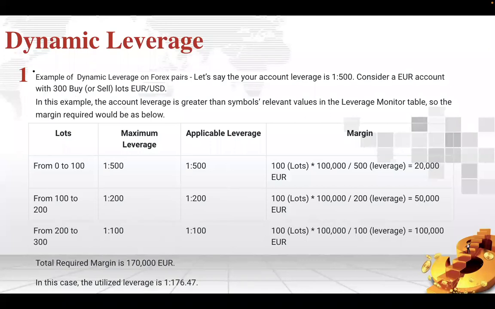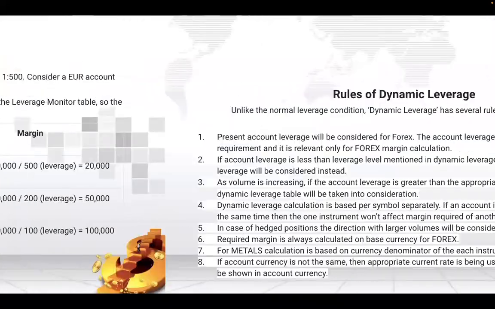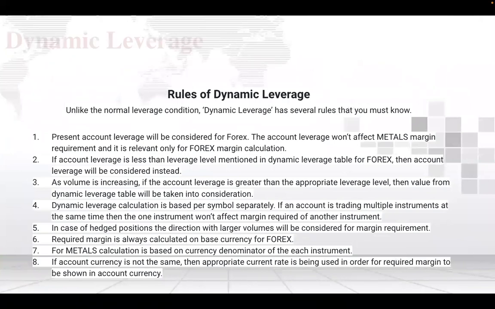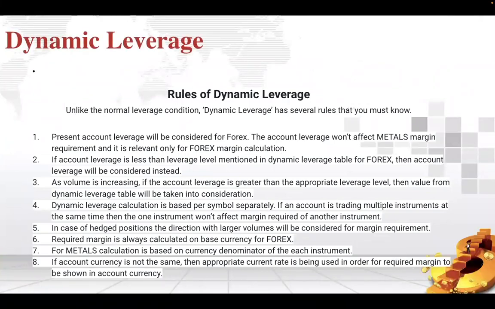The broker is using dynamic leverage, which is of course a much better solution for this kind of big order than the static leverage provided by the account type, for example 1 to 500 permanent leverage. So you need to remember that there are some rules as well for dynamic leverage, right? So what are these rules?